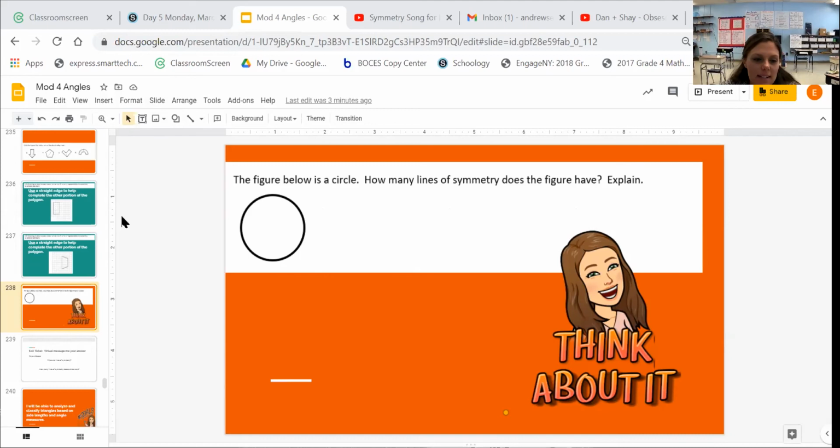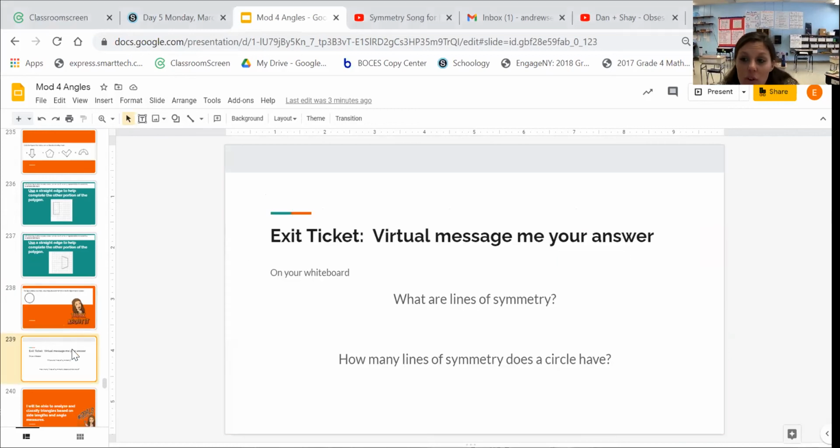All right, your exit ticket for today. If you're virtual, you're going to message me. If you're in a classroom, you're just going to simply write it on your whiteboard for your homeroom teacher. So what are lines of symmetry? What is a line of symmetry? And how many lines of symmetry does a circle have?